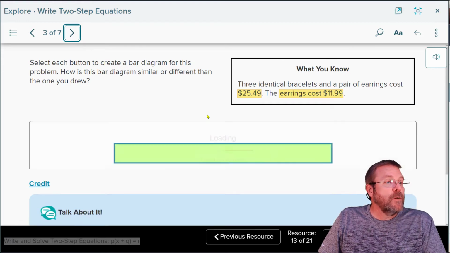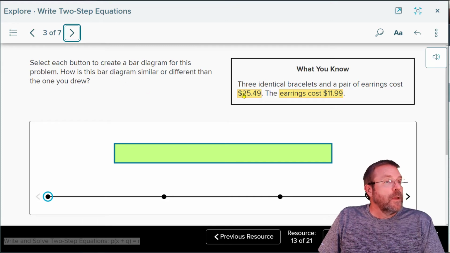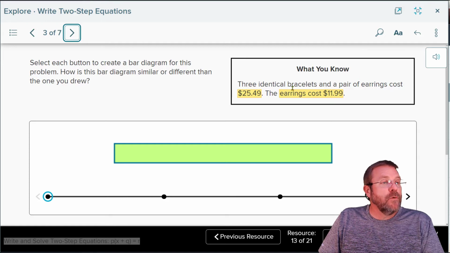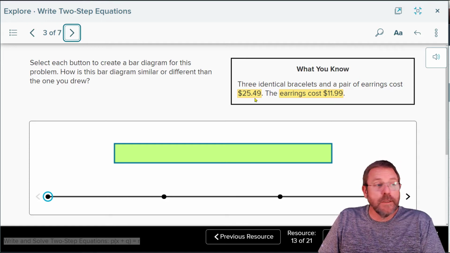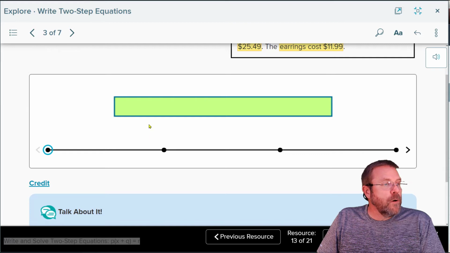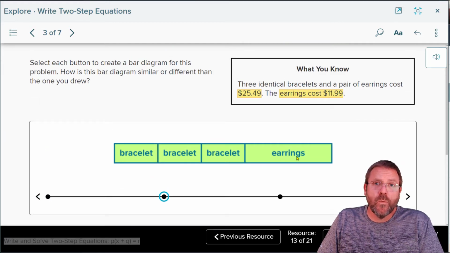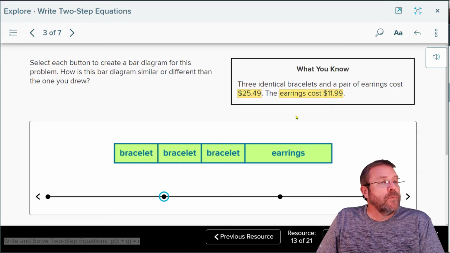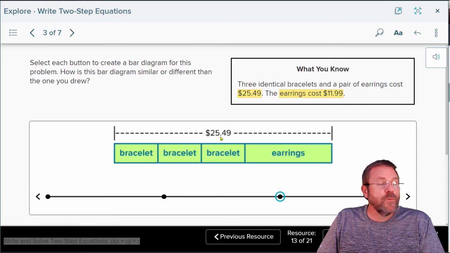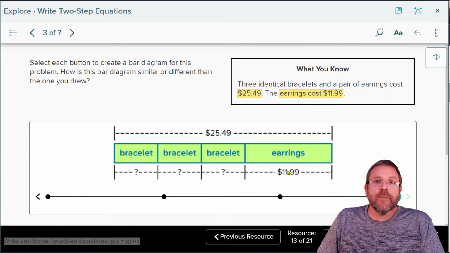We've got it broken down into some sections here. You can see that I've highlighted already that the 3 bracelets and the earrings together all cost $25.49. Meanwhile, the earrings themselves were $11.99. So we're going to make our whole bar. The total bar, of course, included 3 bracelets and 1 set of earrings. We know that the entire bar cost $25.49. We also know that the earrings cost $11.99.